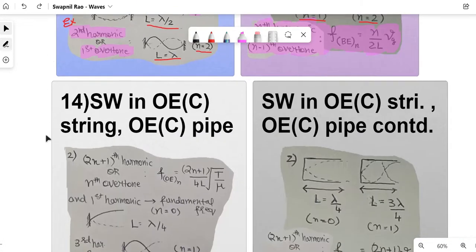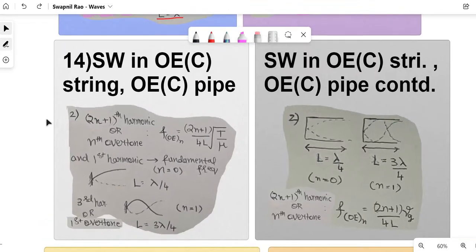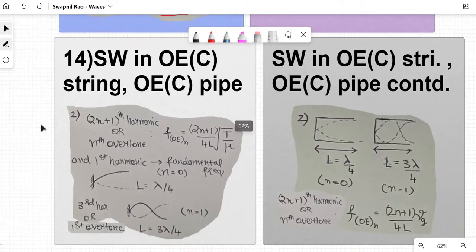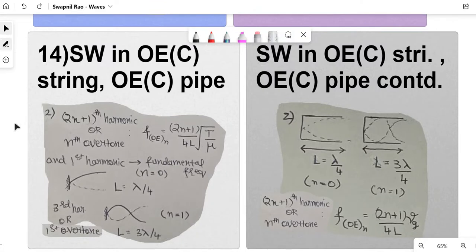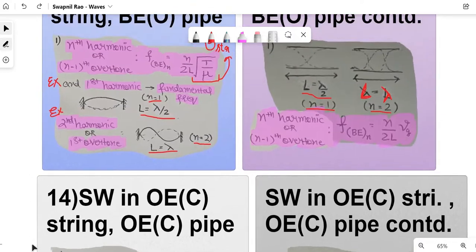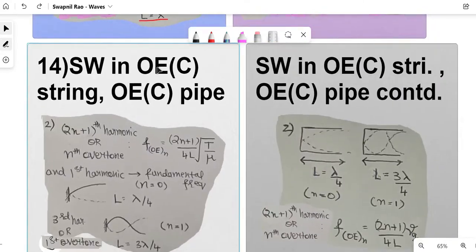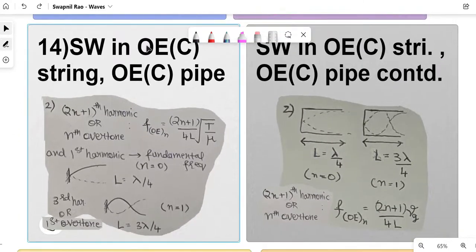As I mentioned, this chapter is pretty huge, but I've put it in a very good manner, I think. Next heading, please listen to it carefully. It is SW, which means standing wave, in one end closed string, where OE means one end. Here it was BE, which means both end. So standing wave in a one end closed string or one end closed pipe.